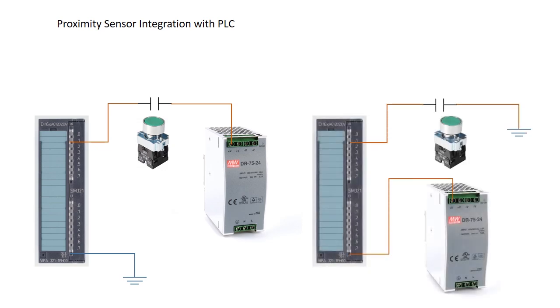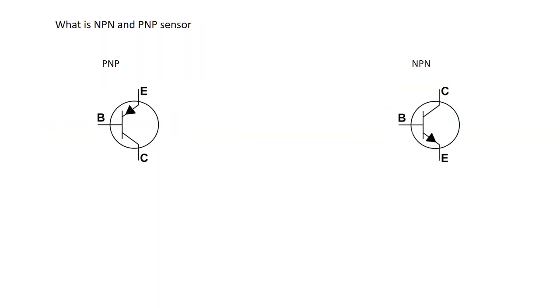If the current flows from the PLC input module to the sensing device, it is referred to as a sourcing PLC. On the other hand, if the current flows from the sensing device to the PLC, it is known as a syncing PLC. I hope this clears it up. Now let's take a closer look at what NPN and PNP sensors are. Simply put, NPN and PNP refer to the type of signal the sensor sends.